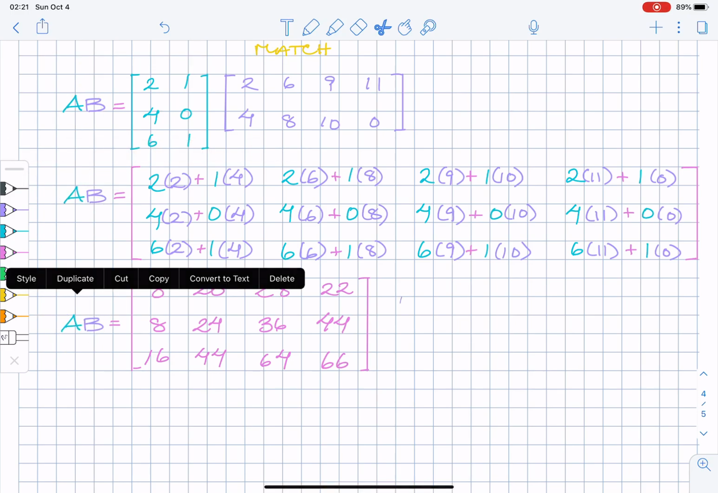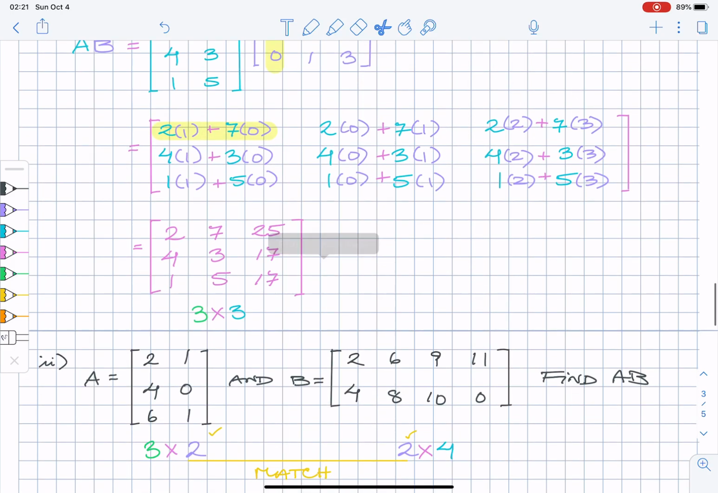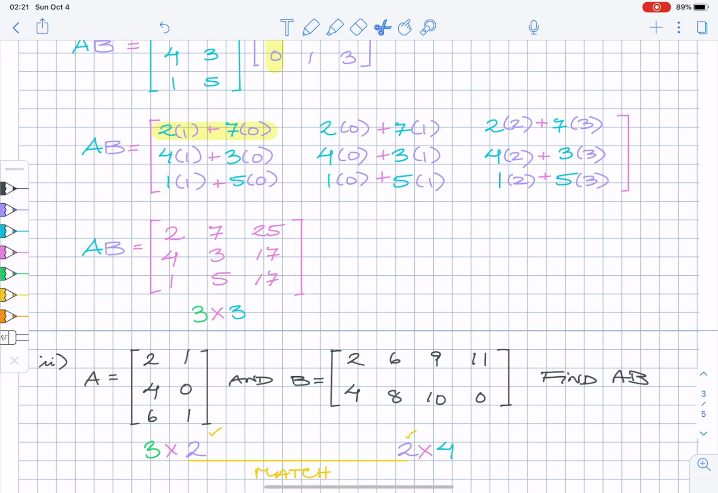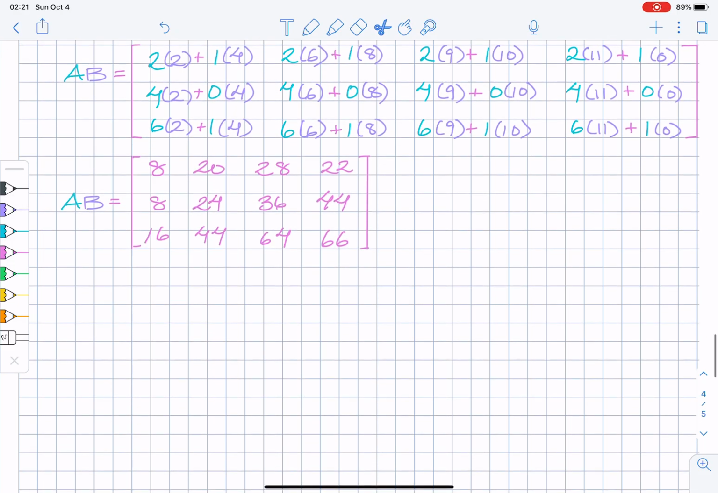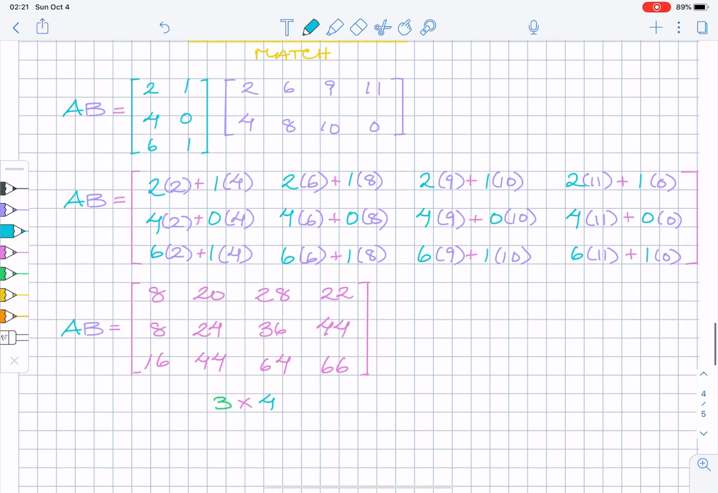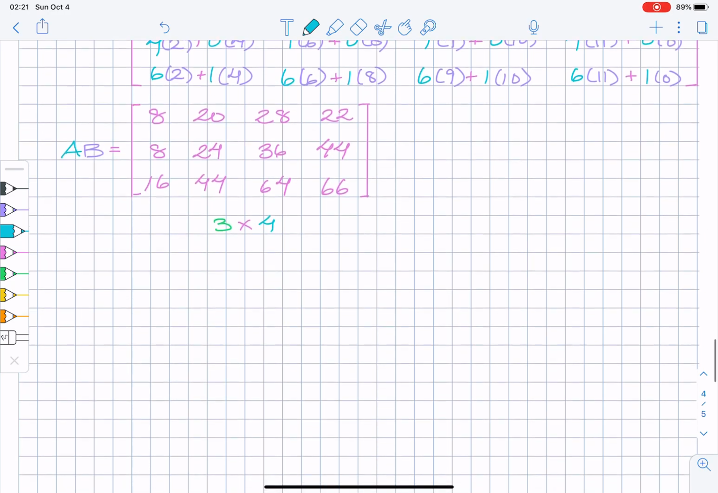What are the dimensions? And make sure I do that up here too. A times B, A times B. So the dimensions for this, we have 3 rows and 4 columns. And is that the externals? Yeah, those are the external dimensions.